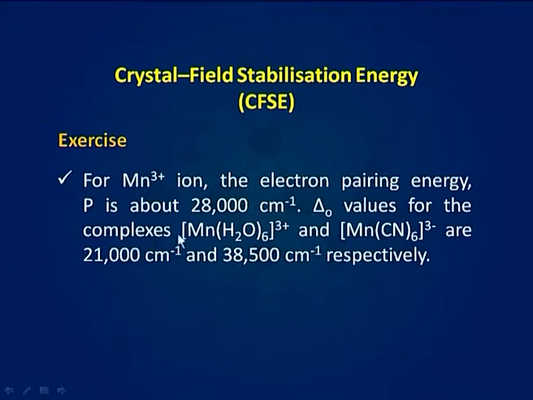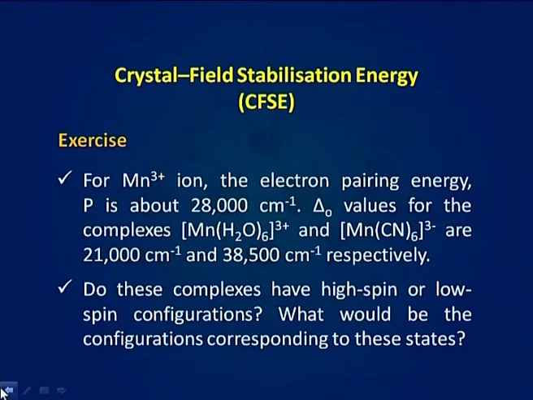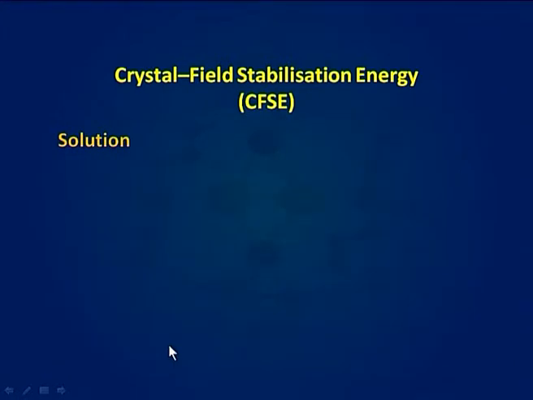Delta O values for complexes [Mn(H2O)6]3+ and [Mn(CN)6]3- are 21,000 per centimeter and 38,500 per centimeter respectively. Do these complexes have high spin or low spin configurations? What would be the configurations corresponding to these states? As you know that Mn3+ ion is a d4 system.